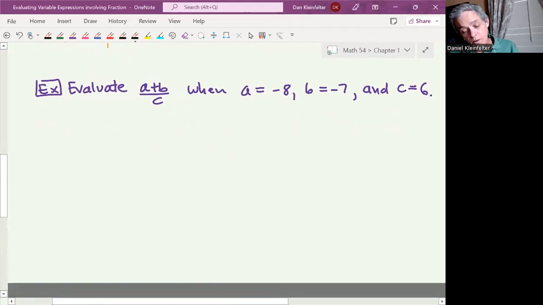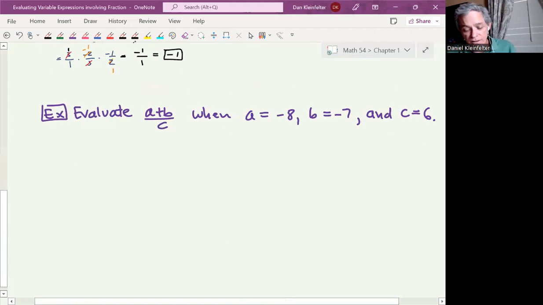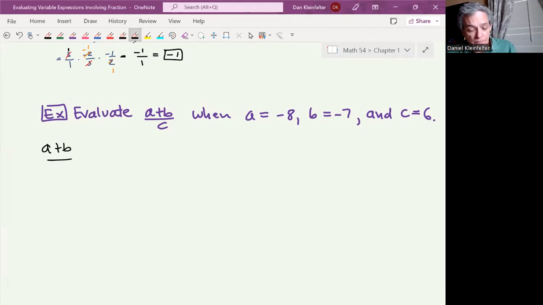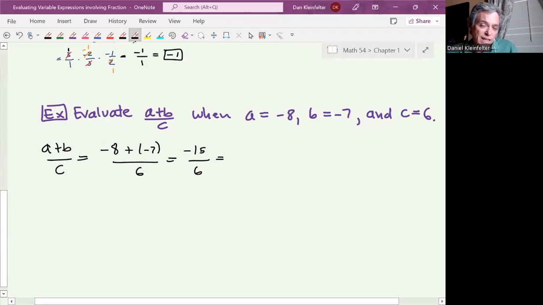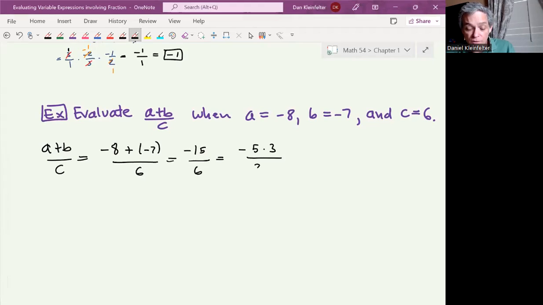Okay. Last example, we're going to evaluate a plus b over c for some given values of a, b, and c. So a plus b over c, we're going to replace the a by negative 8, the b by negative 7, and the c by 6. Negative 8 plus negative 7 is negative 15, and 6 is 6. Don't forget to simplify your negative 15 over 6. Here there is a common factor of 3 in the numerator and denominator, so we're going to divide out that common factor of 3. That will give us negative 5/2.